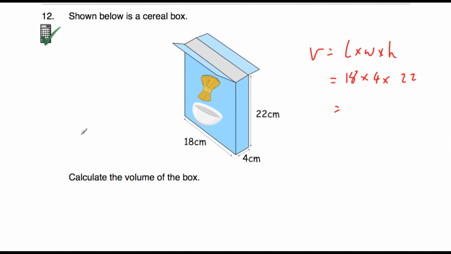So 18 multiplied by 4 multiplied by 22 is equal to 1584 centimeters cubed. And that's it. So that's question number 12.